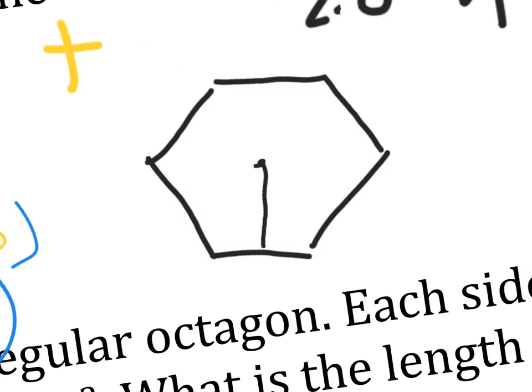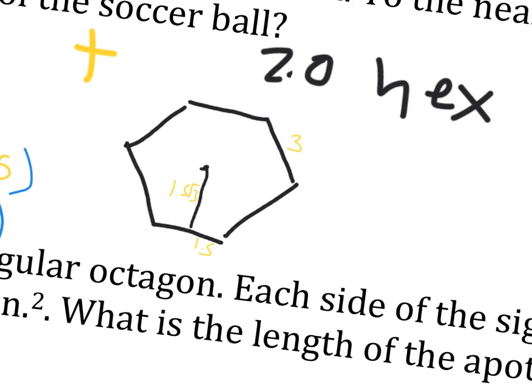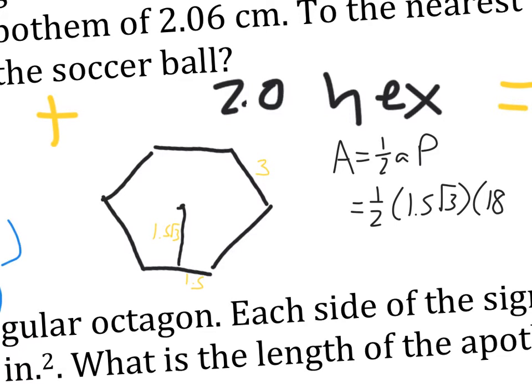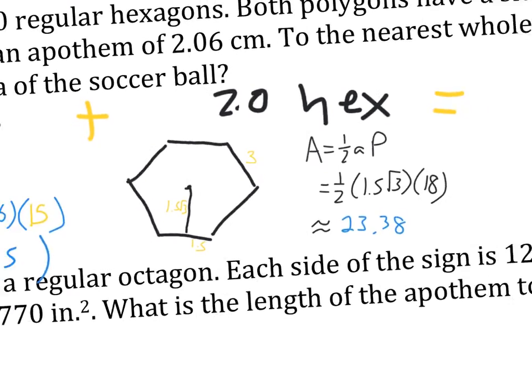Next, for my hexagons, let me sketch that out. Offhand, we don't know the apothem, but we can calculate it real quick. If this is a 3, the side length, that means this has to be 1.5, which that has to be 1.5 radical 3. Why? Because it's a 30, 60, 90 triangle. So we do know the apothem and the perimeter now. So, again, 1/2 AP for this hexagon. The apothem is 1.5 times radical 3, and the perimeter is 18 because it's 6 times 3. After I plug all this into my calculator, each hexagon is approximately 23.38.